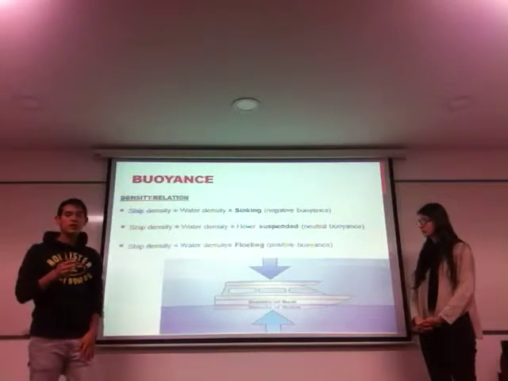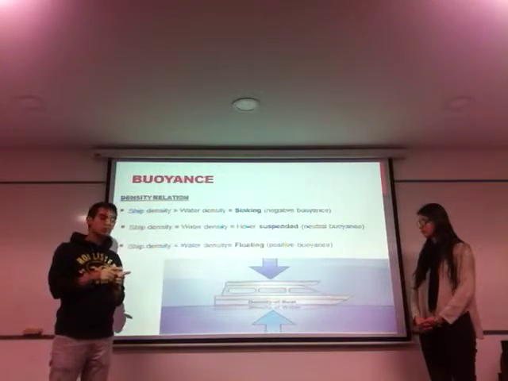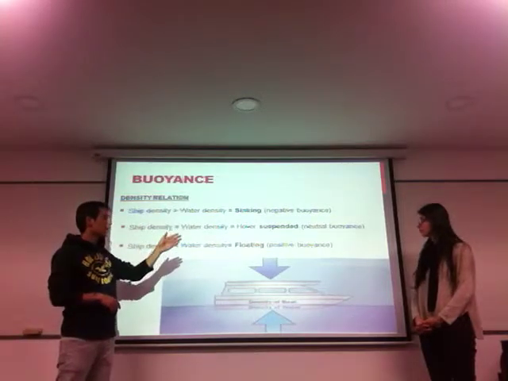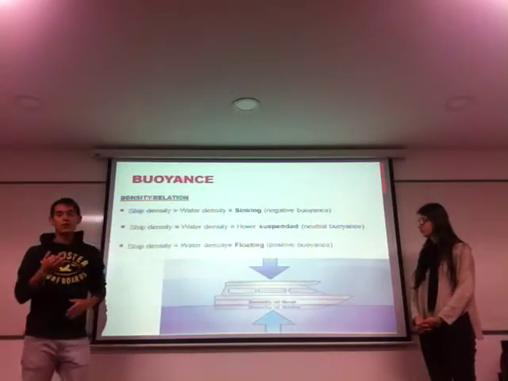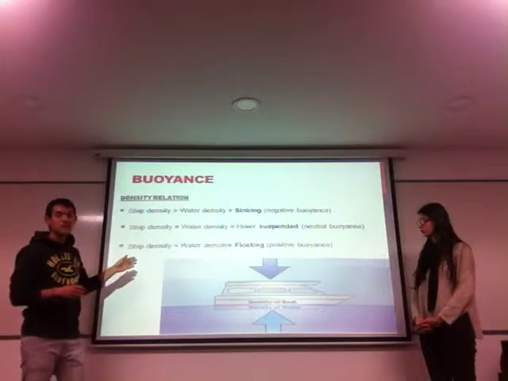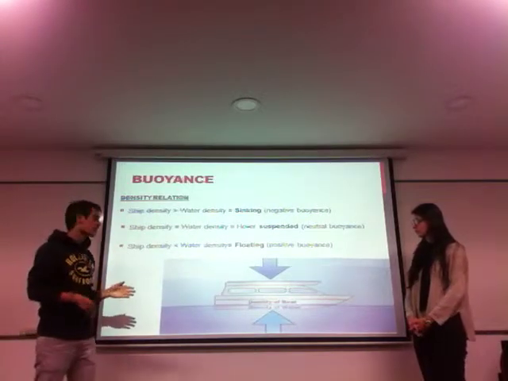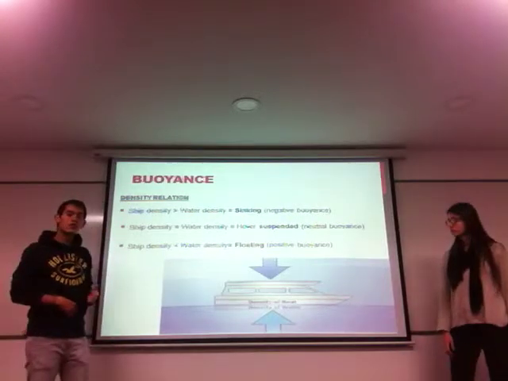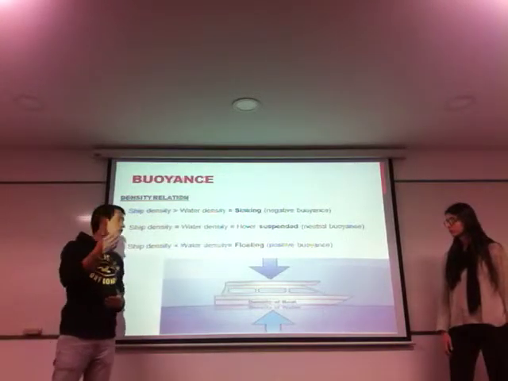The second one is when the ship density is equal to the water density. That's a hover, suspended, and it's going to be a neutral buoyancy. And the third and last one is when the ship density is less than the water density, and that's floating, being a positive buoyancy, and that's the one we are looking for to understand how ships float.